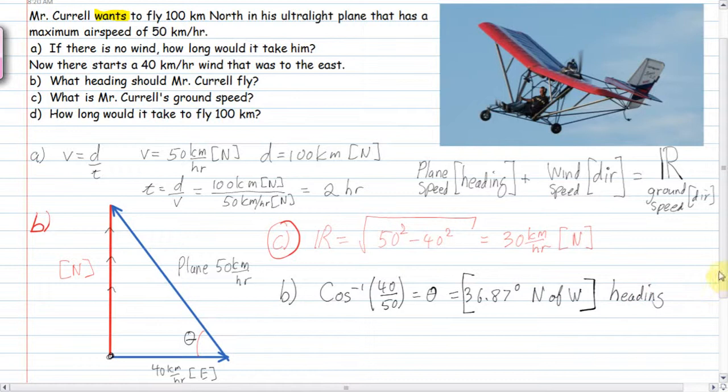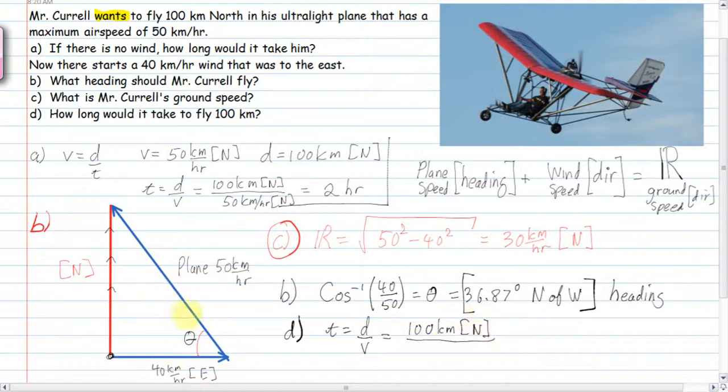Last but not least, D. How long will it now take? Beforehand, it only took him 2 hours. It took him 2 hours to go there, but now there's a 40-kilometer-an-hour wind that he has to fight against. So the new time, the time is the distance over the speed. Now here, hang on, we have a distance still of 100 kilometers north. Which speed do we put in there?